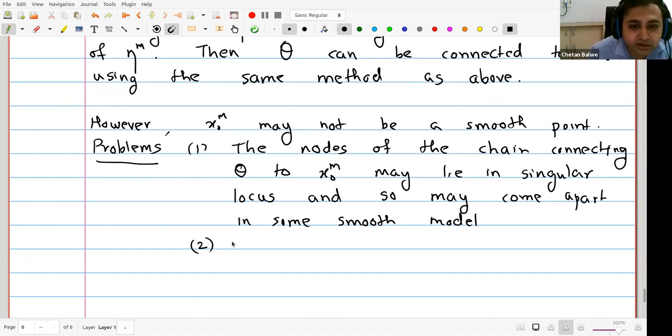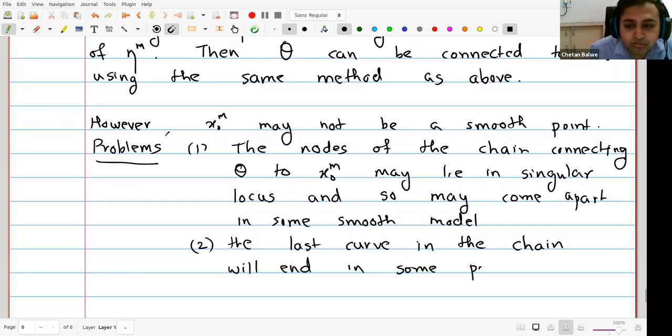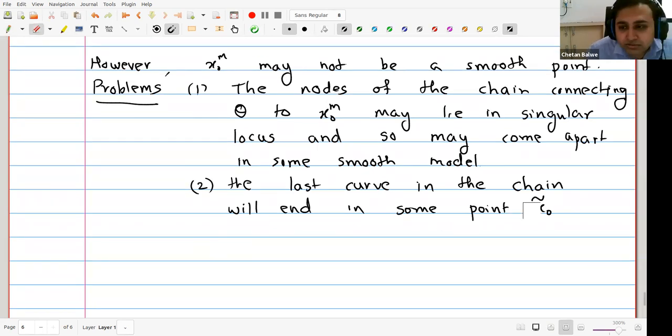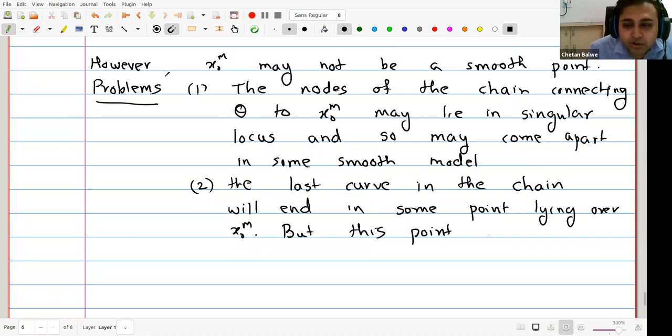And the second problem that can arise is that if we take the last curve in the chain, it will end in some point x naught. So let me call it x naught tilde. Let me give it some funny name. Some point lying over x naught to the m, but this point may not be k-rational.